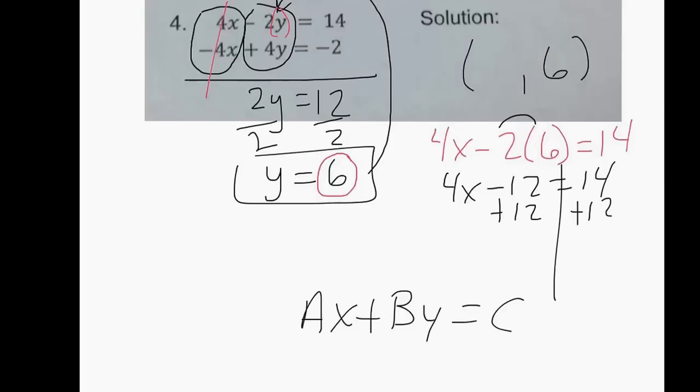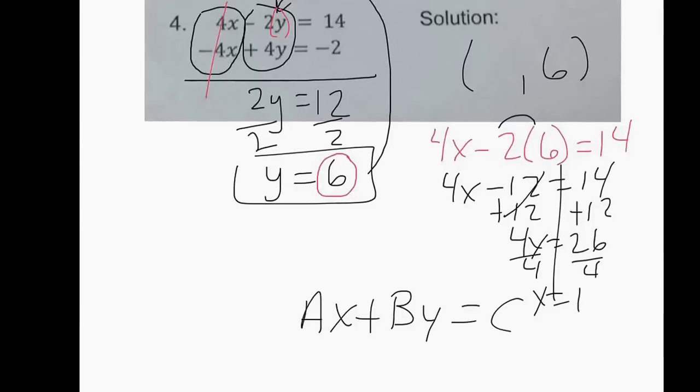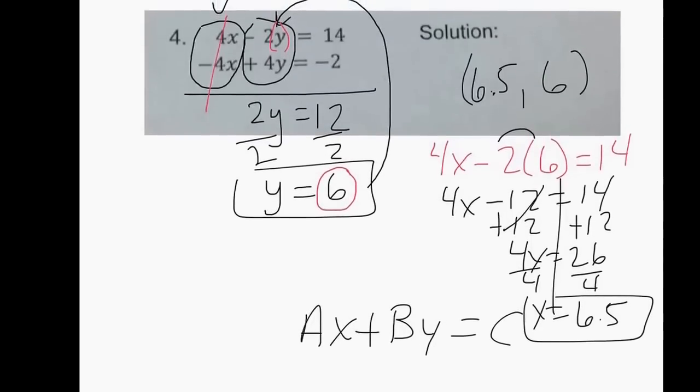Add 12 to both sides. 4x equals 26. And when it's beside it, we divide it. So I divide both sides by 4, and I find out that 26 divided by 4 is 6.5. So that's the other part of the solution, 6.5 and 6. So go ahead and mark that one off of your answer bank there at the top of the page. Next problem.